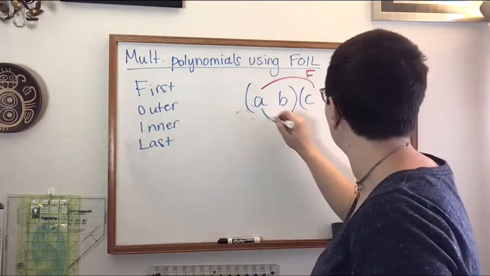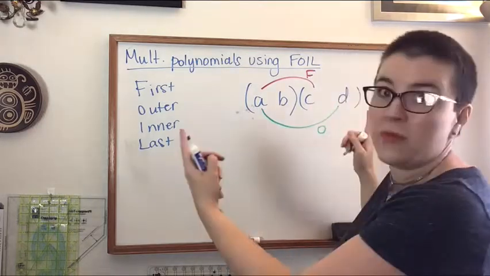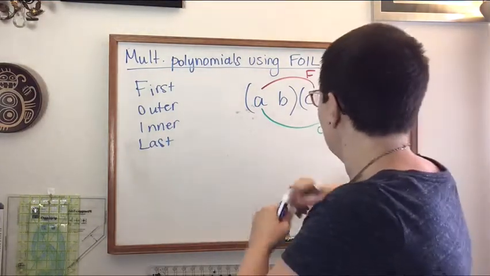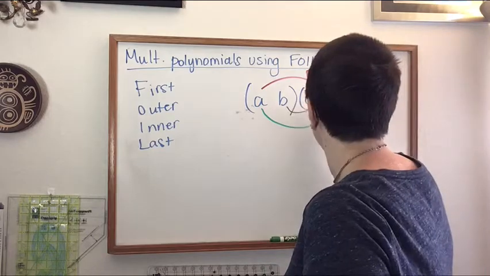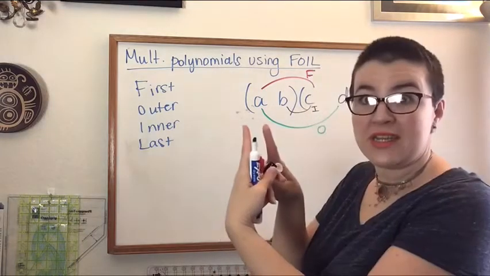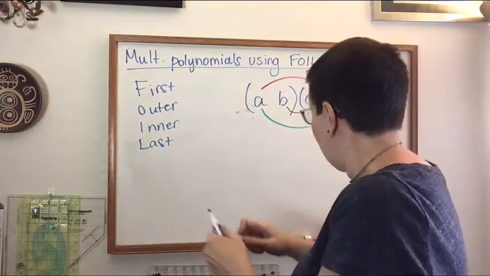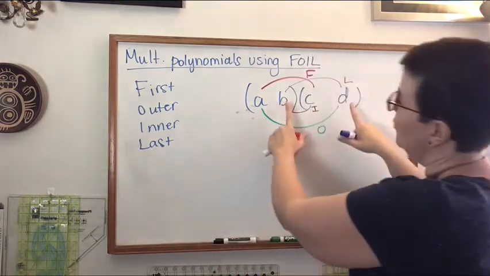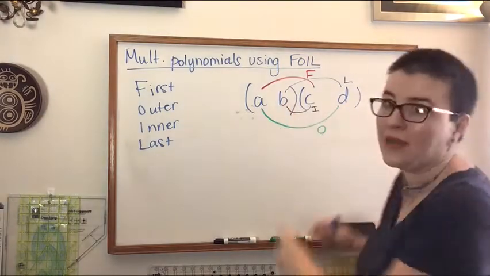Then our outer, which are the two terms that are furthest away from each other, all the way at the outsides. Inner, which are the two that are closest together on the inside. And then last, which are the last in the first and the last in the second parentheses.